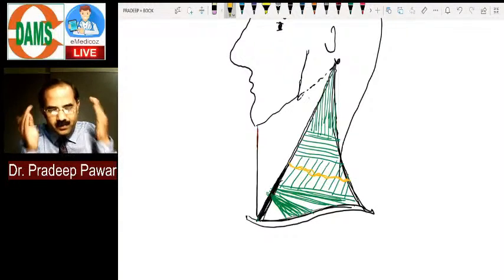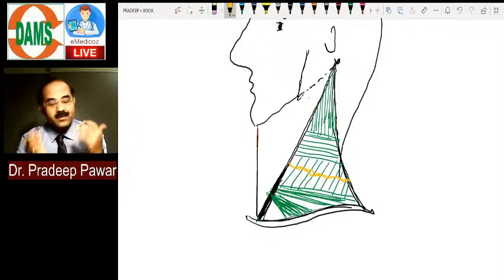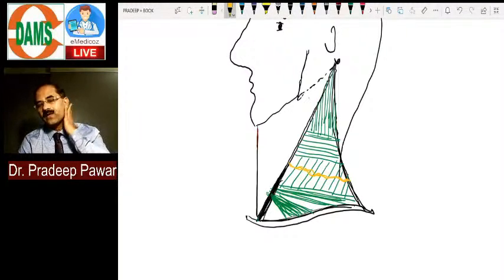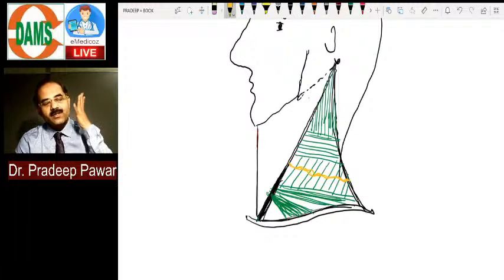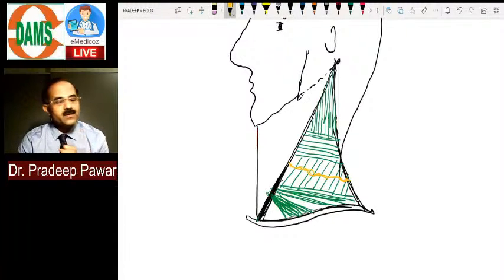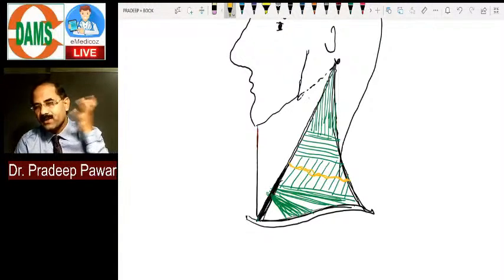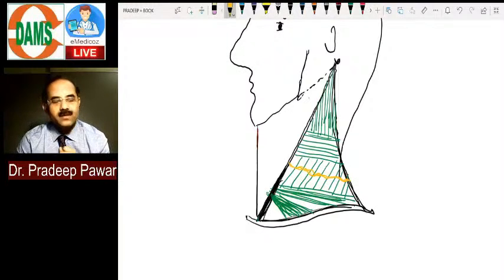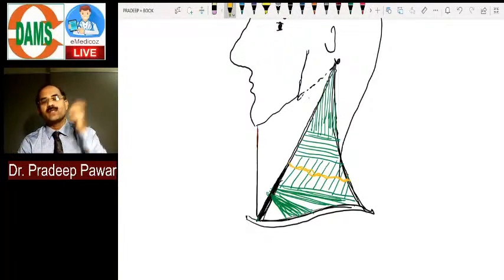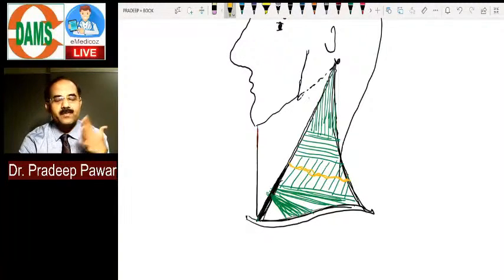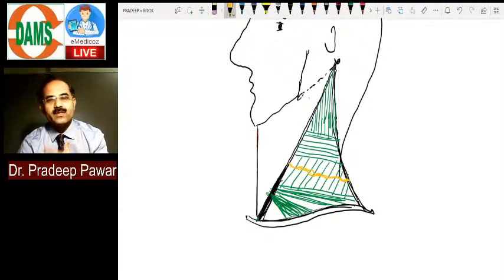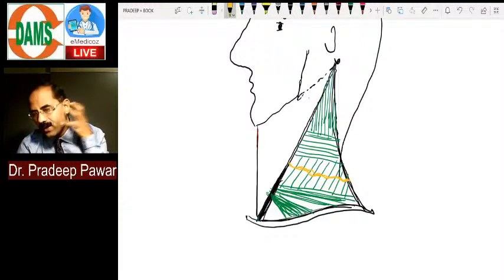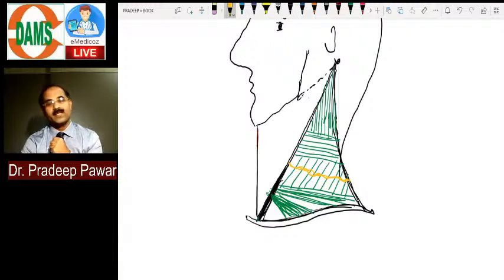This is the most important content of the posterior triangle. Why is it the most important content? Because in this posterior triangle of the neck, we get a large number of lymph nodes. This is a clinical question, very important. These lymph nodes become matted in tuberculosis. Now, this spinal accessory nerve is very, very superficial. It gets caught, entangled in these lymph nodes.